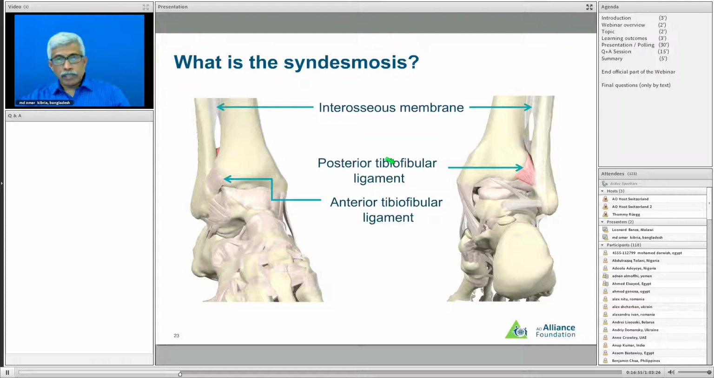Many times these ligaments are ruptured along with the fracture of the bone of the tibia or fibula, which gives rise to shift of the talus and gives rise to instability. Unless you fix them, the talus shifts later on and gives rise to pain and osteoarthritis.